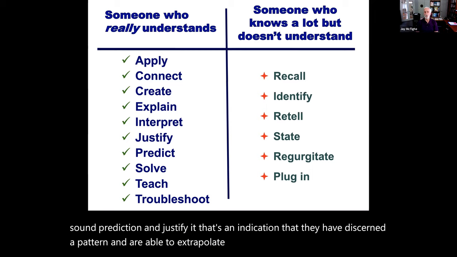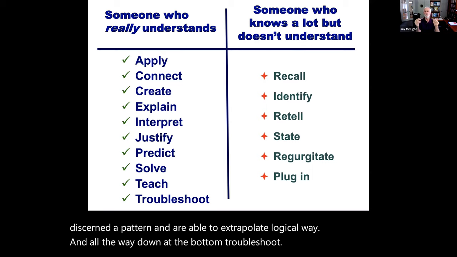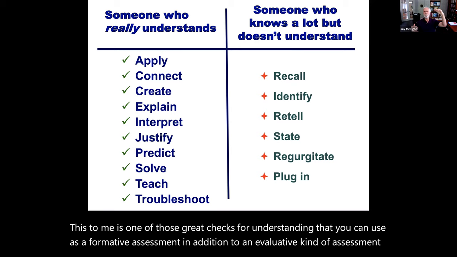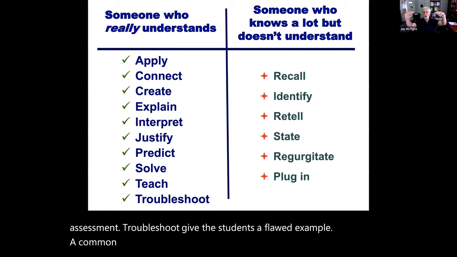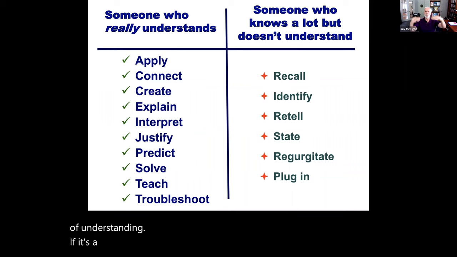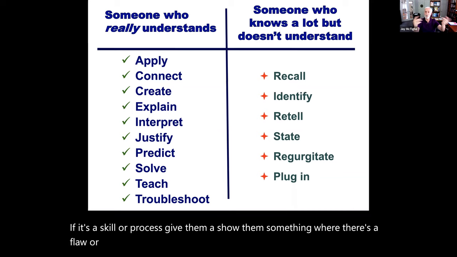And all the way down at the bottom, troubleshoot. This to me is one of those great checks for understanding that you can use as a formative assessment in addition to an evaluative kind of assessment. Give the students a flawed example, a common misconception, for instance, and see if they can, A, identify that there's an error, and even better, can they correct it? That's a quick check of understanding. If it's a skill or process, show them something where there's a skill error, and once again, see if they can correct it.